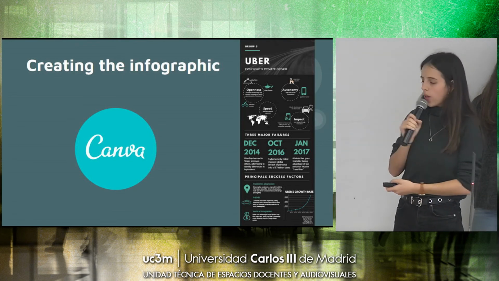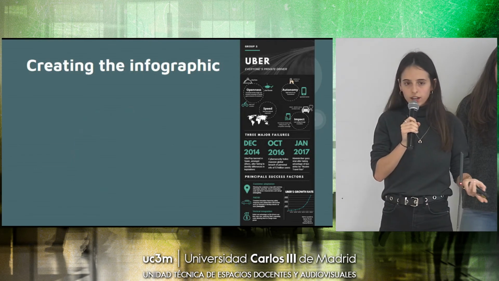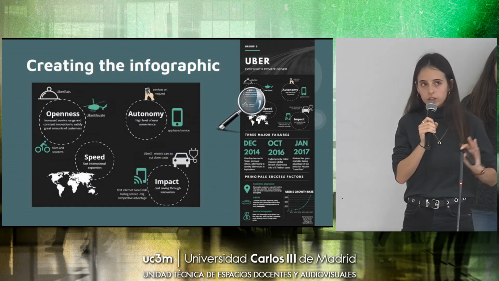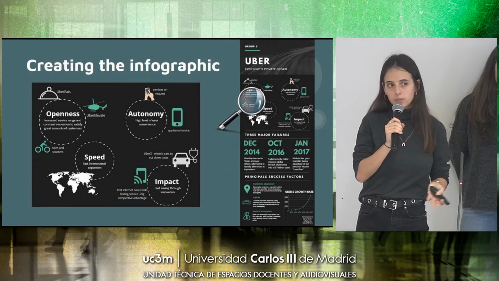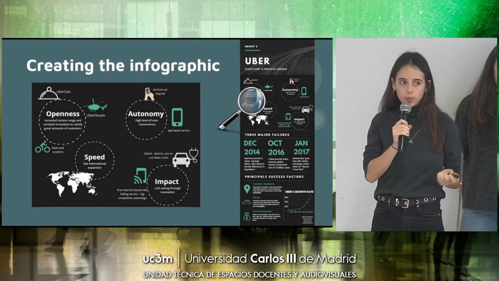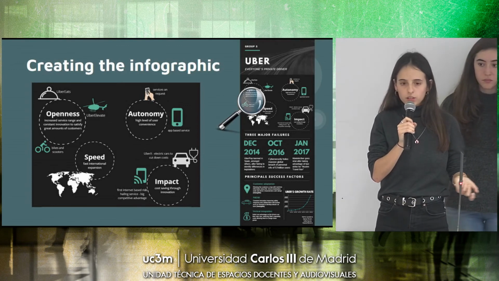As you can see on the top part, we put the company name as well as their slogan. And on the first part of the infographic, we wanted to focus on their company's values, which are openness, speed, impact, and autonomy. And we put some examples of what they are doing to implement those values.